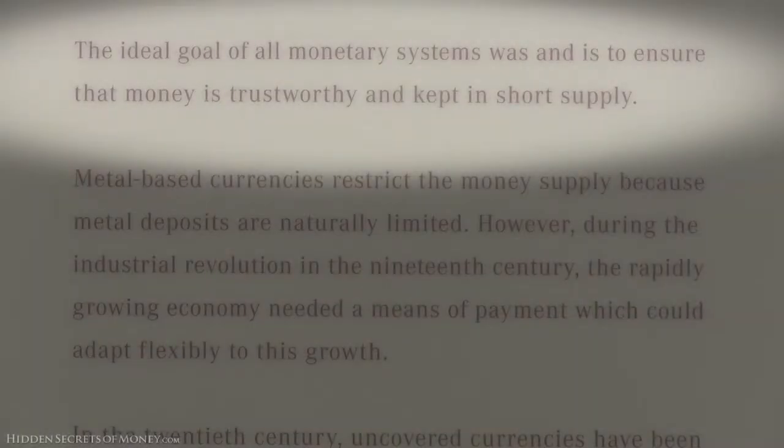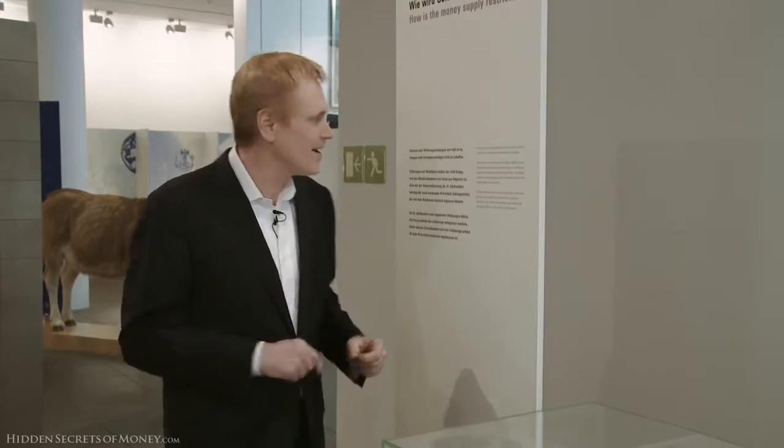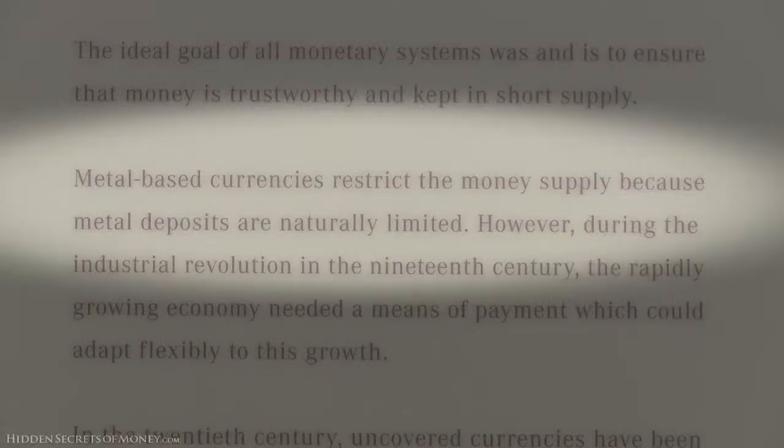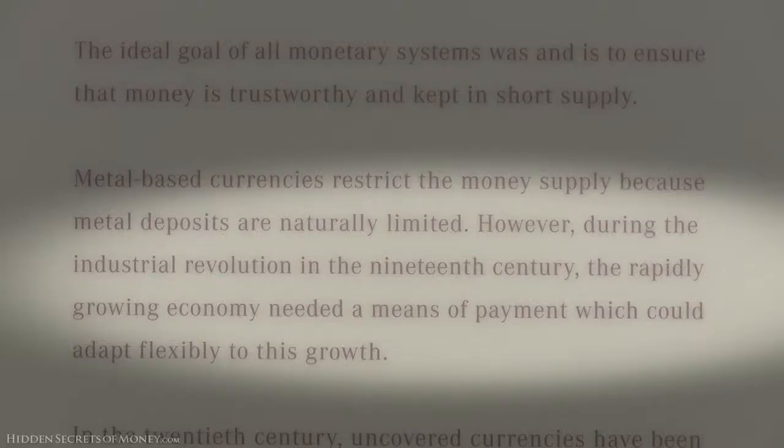This says the ideal goal of all monetary systems was to ensure that money is trustworthy and kept in short supply. Metal-based currencies restrict the money supply because metal deposits are naturally limited. However, during the Industrial Revolution in the 19th century, the rapidly growing economy needed a means of payment which could adapt flexibly to this growth.